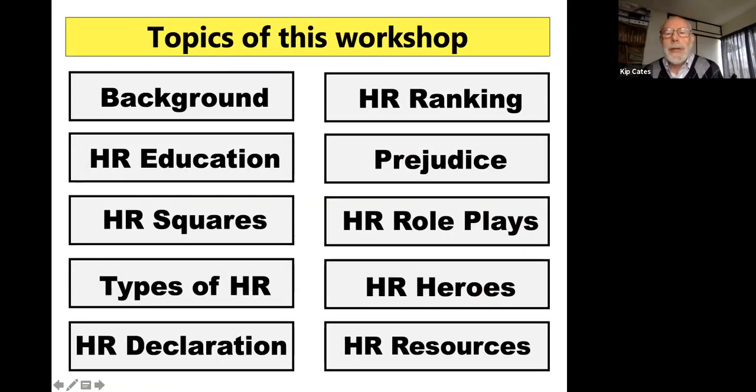And in this workshop, we're going to have a chance to take a look at these two areas of human rights and teaching against prejudice. So we'll start with a bit of background, look a bit at human rights education, then get into some activities. Some famous human rights activities designed in the US, UK, and elsewhere. Human Rights Squared, types of human rights, the Universal Declaration. Up on the right, we'll do a ranking activity that I've designed, a few activities on prejudice, role plays, heroes, and finally some resources. So I hope this will be a rich hour for you.